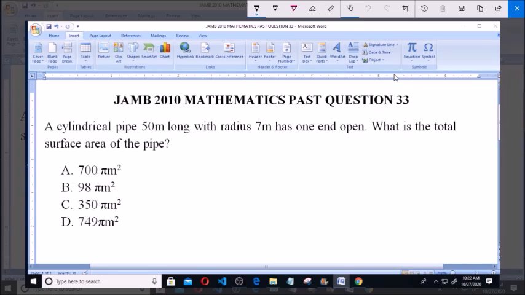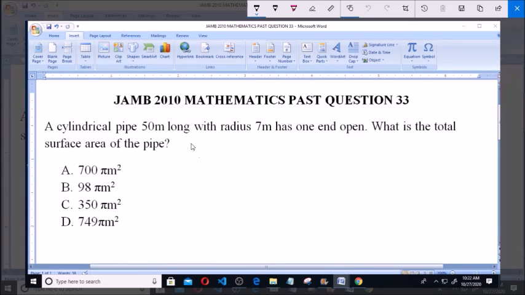I'll be answering JAMB 2010 Mathematics Past Question 33. A cylindrical pipe 15 meter long with radius 7 meter has one end open. What is the total surface area of the pipe? A, 700 pi meter square, B, 98 pi meter square, C, 350 pi meter square, and D, 749 pi meter square. Now we are asked to find the total surface area of a cylindrical pipe.